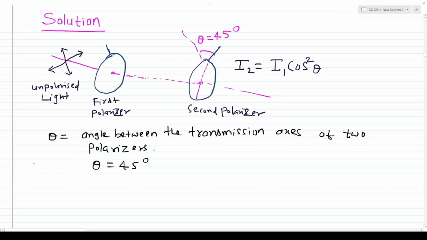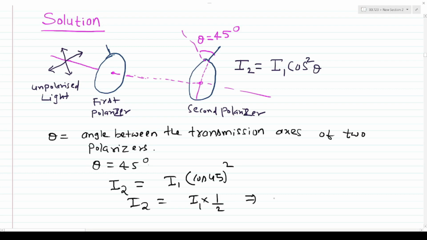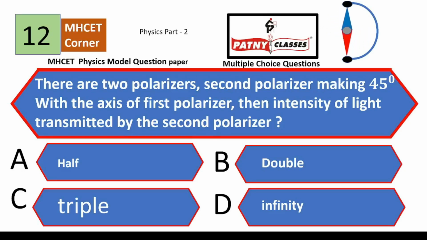Here the solution, theta is the angle between transmission axis of two polarizers and theta equals 45 degrees. Therefore, I2 equals I1 cos square theta. So I2 equals I1 and theta is 45 degrees. Therefore, cos 45 whole square. So I2 equals I1 into 1 upon 2, implies I2 equals I1 upon 2. That is, the intensity of transmitted light becomes half. Therefore, option A is the correct option.